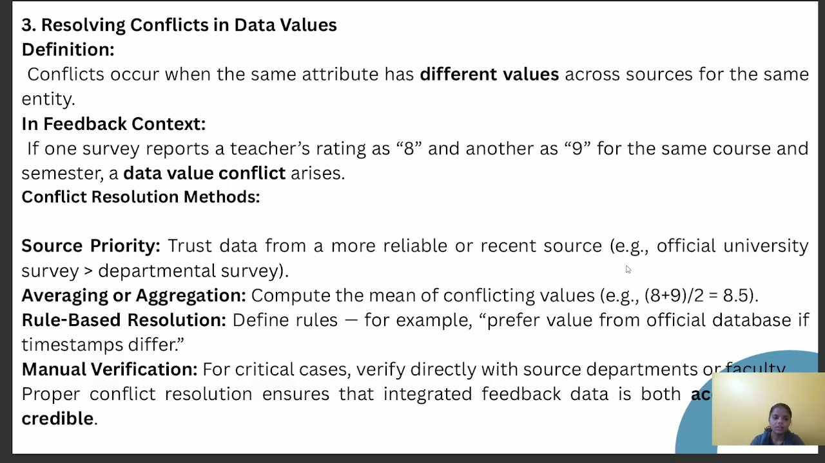Next, rule-based resolution defines rules, for example, prefer the value from official databases if the timestamp differs. Then manual verification for critical cases: verify directly with the source, department or faculty. Proper conflict resolution ensures that the integrated feedback data is both accurate and credible.